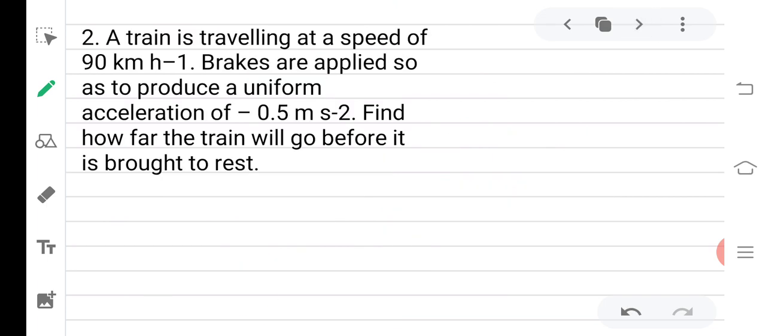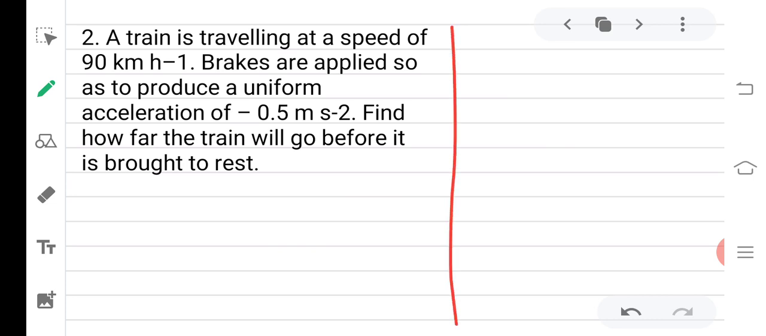A train traveling at a speed of 90 kilometers per hour. Brakes are applied so as to produce a uniform acceleration of minus 0.5 meter per second square. Find how far the train will go before it is brought to rest.